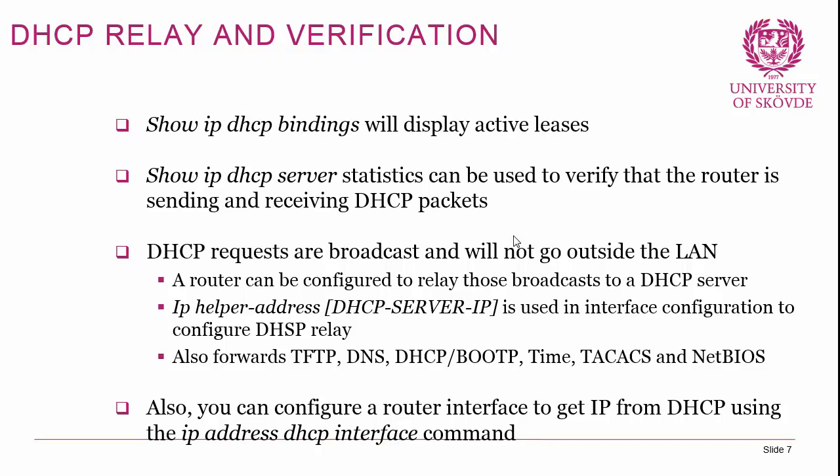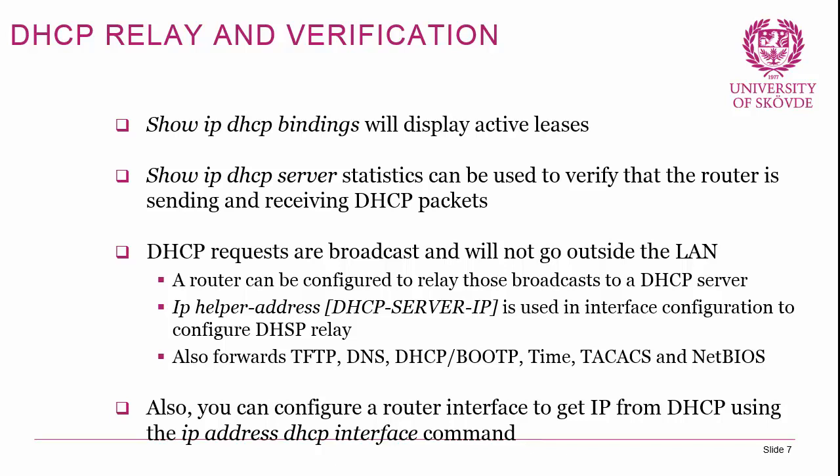And on a final note, before we do the demonstration of this lecture, you should know that DHCP requests are broadcasts and will as such not go outside of the local LAN. However, it's quite common that you configure a DHCP server to be in a server network that is not on the same local area network as the clients. In this case, you need to have the local router, the default gateway of the clients, relay the DHCP requests to the DHCP server that's in another network.